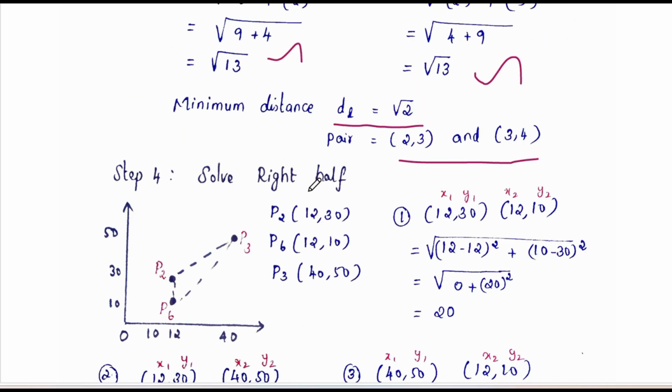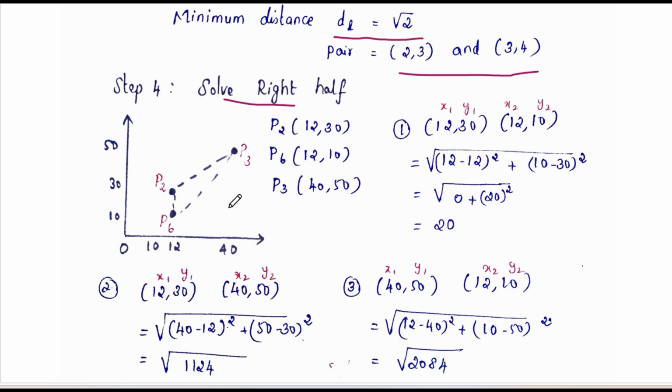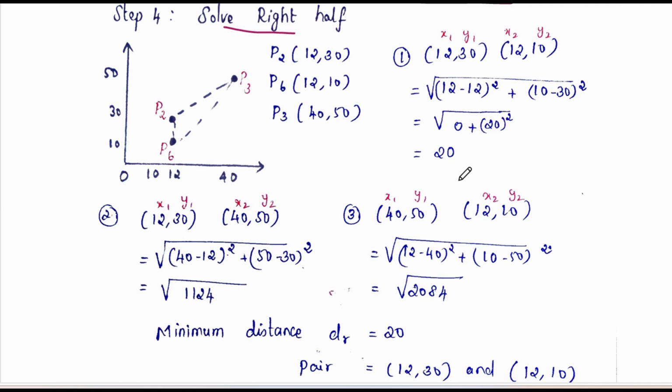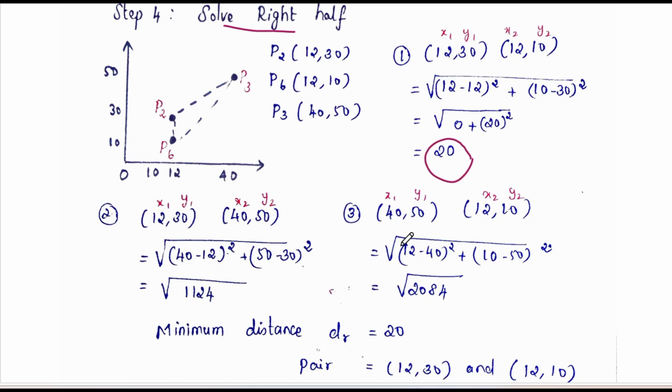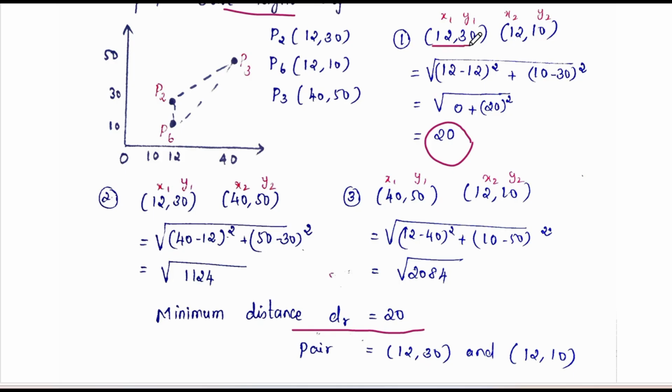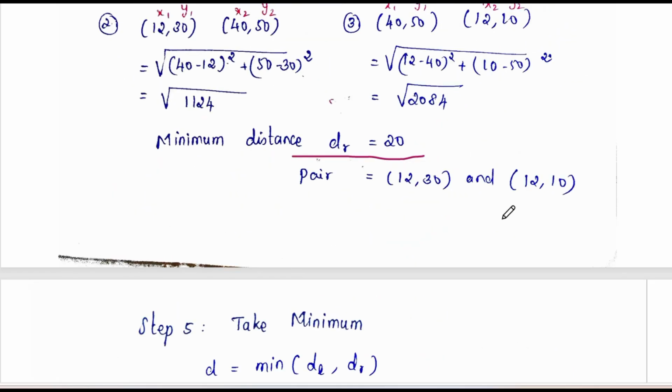Likewise, you find the minimum distance in the right half. The right half has 3 points, P2, P3, P6. We find the shortest distance among all the pairs using the same formula: root of (x2 minus x1) the whole square plus (y2 minus y1) the whole square. Then find all three distances. Which one is minimum? The 20 is minimum. So the minimum distance DR equals 20. What is the pair here? 12 comma 30 and 12 comma 10.